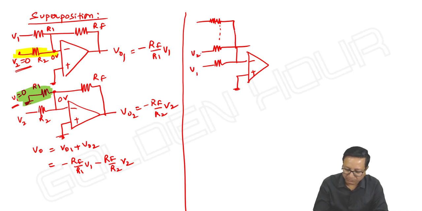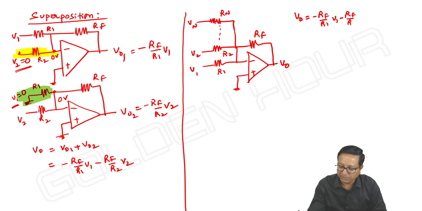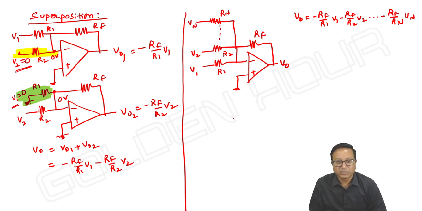V1, V2, so on Vn, n number of inputs, R1, R2, so on Rn. And this is our feedback resistor RF. Then what is the output? So V output is equal to, I'm directly writing it, minus RF by R1 into V1 minus RF by R2 into V2, so on, minus RF by Rn into Vn. Like this we can write. Suppose all the resistors are equal.